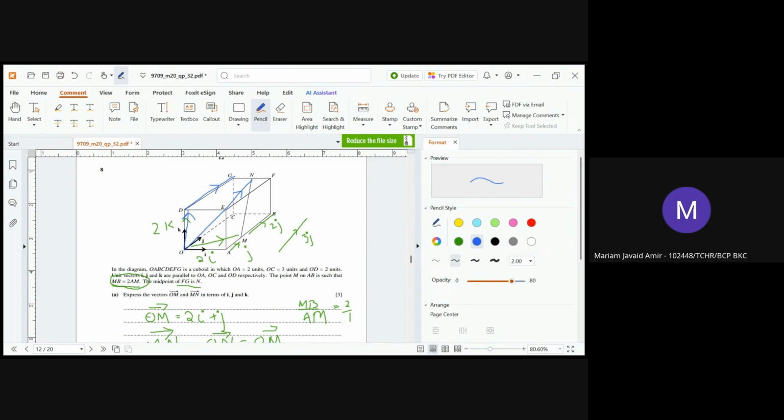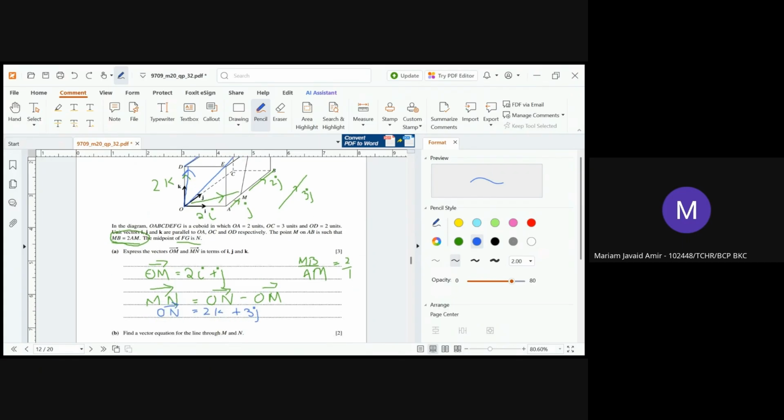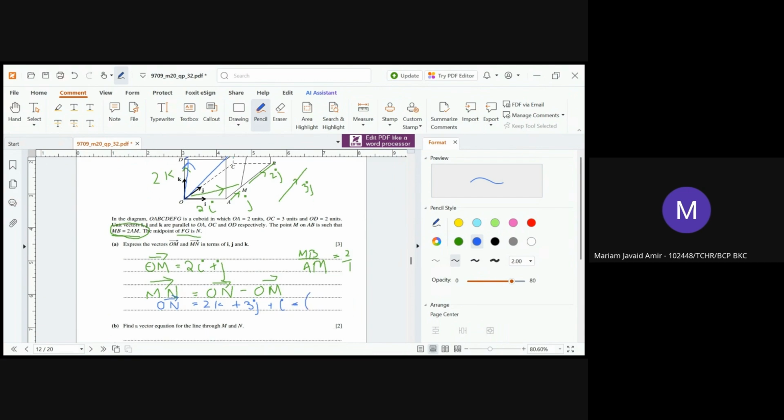And then we can go in this direction, where N is the midpoint of GF. And this direction is 2i, we know from here. So it's going to be plus i only. So plus i. Okay. Similarly, we need OM, which we found already, which is 2i plus j. So let's just subtract these. So from this, I'm going to subtract OM, which is 2i plus j.